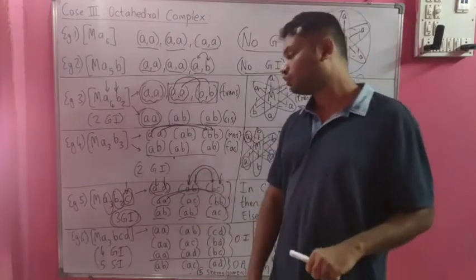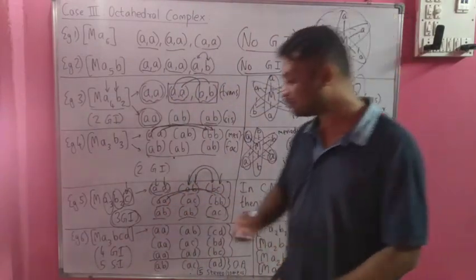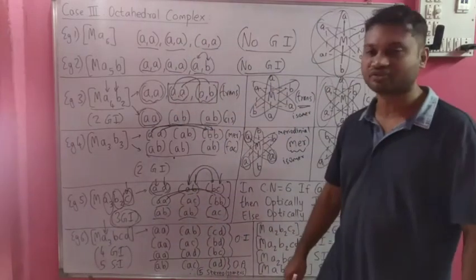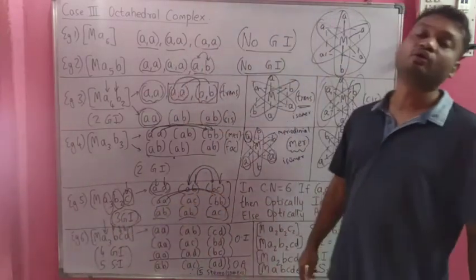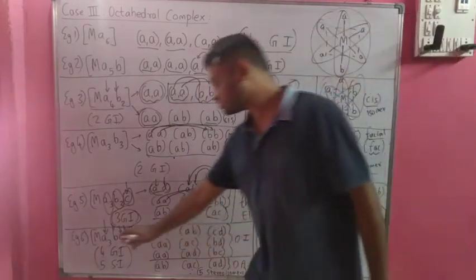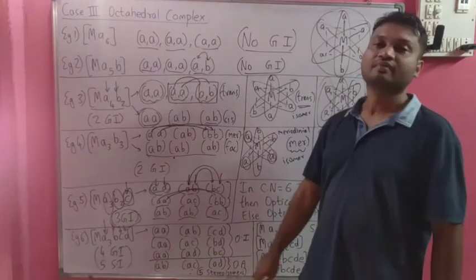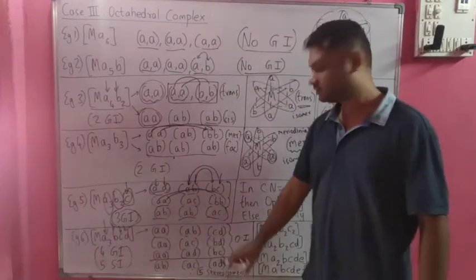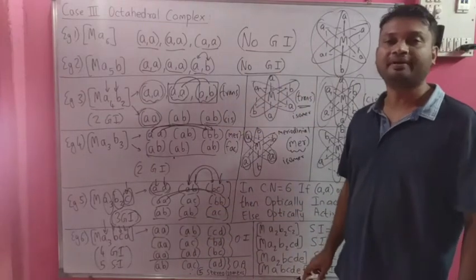Now after this, coming to MA3BCD. So in MA3BCD, we have three monodentate A ligands, one monodentate B ligand, one monodentate C ligand, one monodentate D ligand. So let us first see A3. So the first set will be AA, then the third A, then we have 1 B. So 1 B here, then we have C and D, which is the third combination in this case.